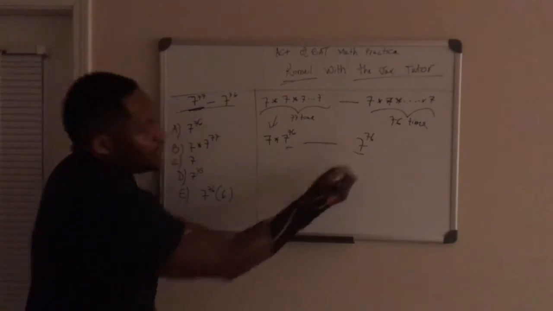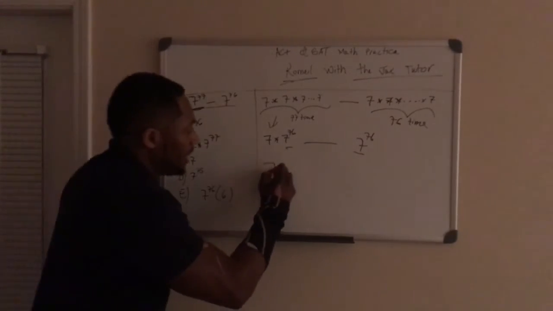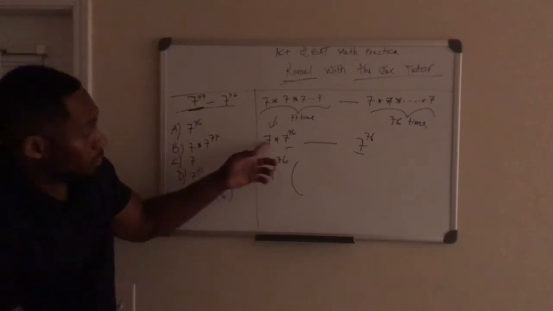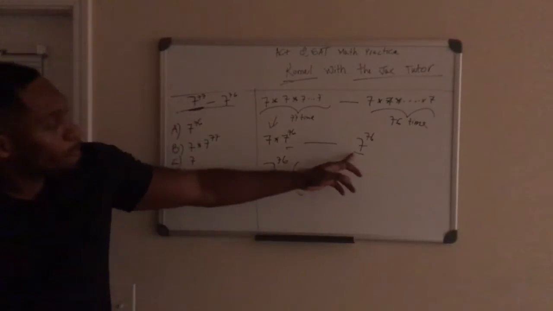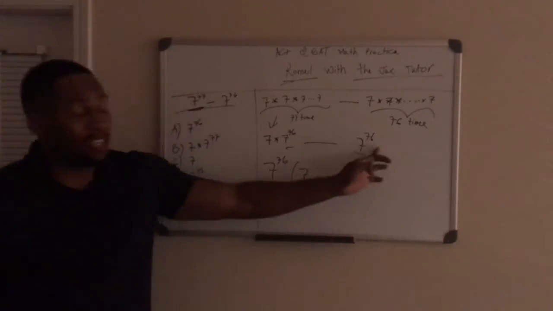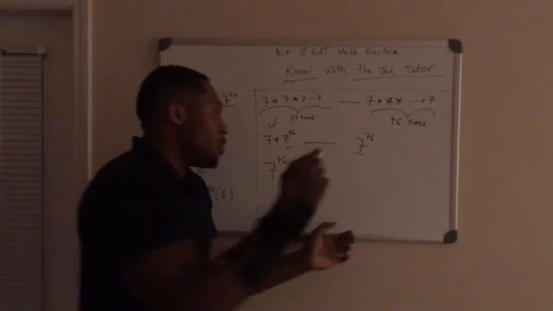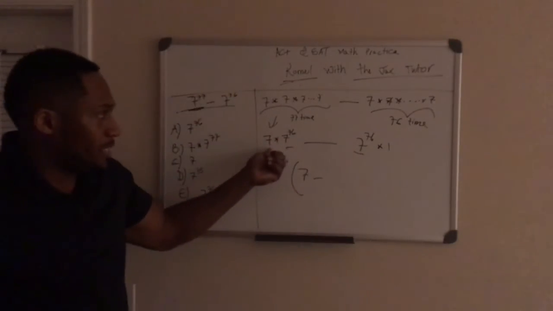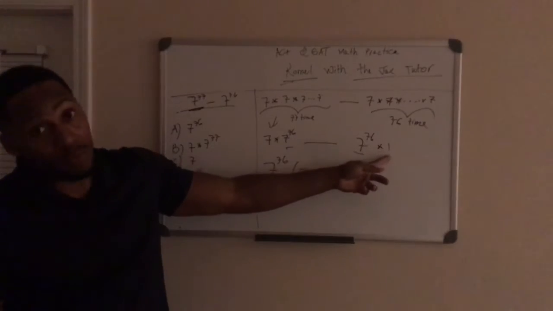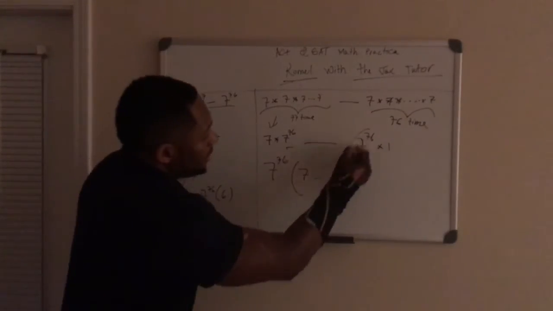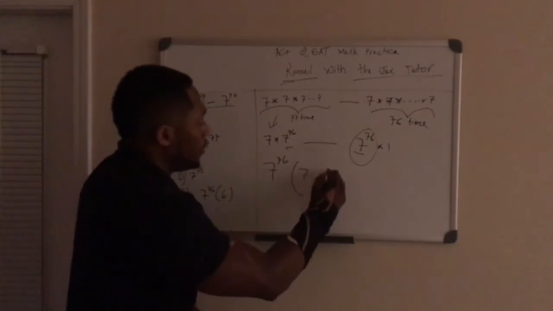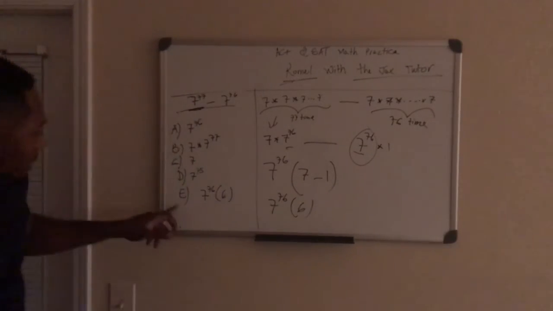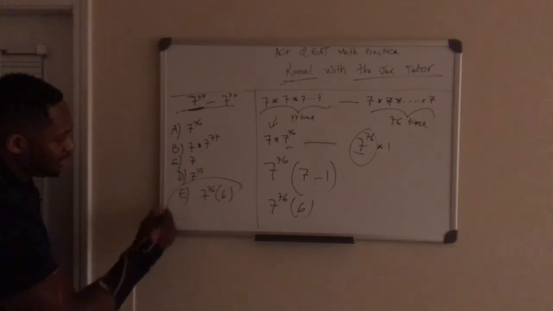Here, these terms are common, so we're going to factor out 7 to the 76. What's left here? 7 minus, what do we put here? It's not a 0, it's a 1. Think about it as if you had this multiplied by 1, just like you had 7 multiplied by this. If you have this multiplied by 1, when you take this out, you're left with 1. So it's 7 to the 76 times 6, which is the answer choice E.